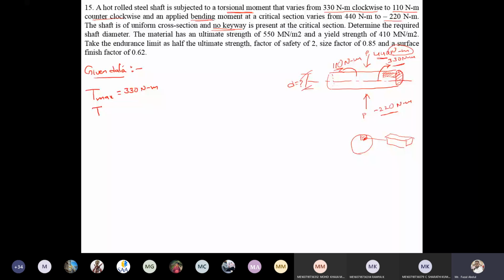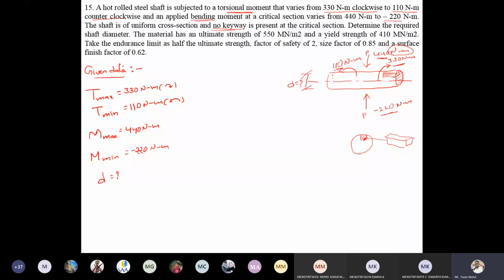Okay, and next one is the minimum torque. Minimum torque how much given? 110 Newton meter. Okay, and it is rotating in a clockwise direction. It is rotating in a counterclockwise direction. Okay, and next one is the maximum bending moment. Bending moment maximum is given as 440 Newton meter, and the minimum bending moment minus 220 Newton meter, and asking to calculate diameter of the shaft.